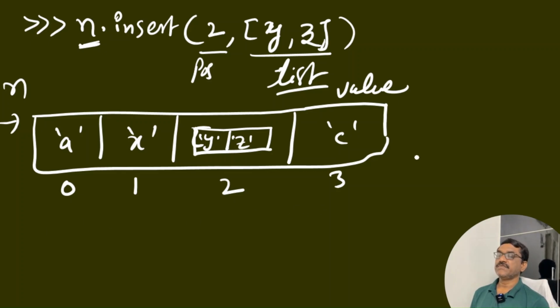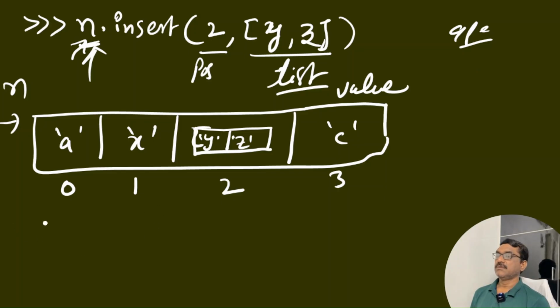This is the visual representation after inserting yz, nothing but the list, into the list named n. At position 2, we have inserted yz. This is the location. This is a way of inserting a list into the list named n. Like this, you can also use the append method.